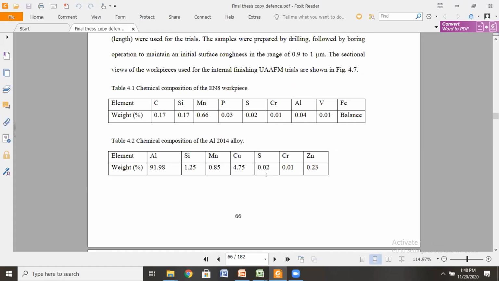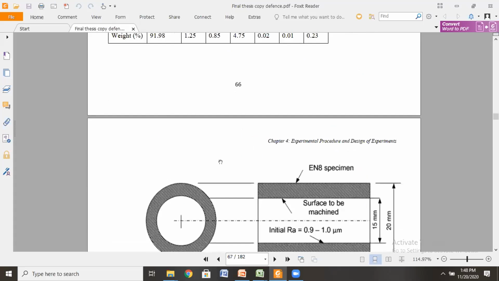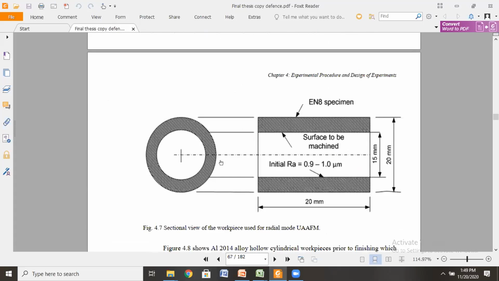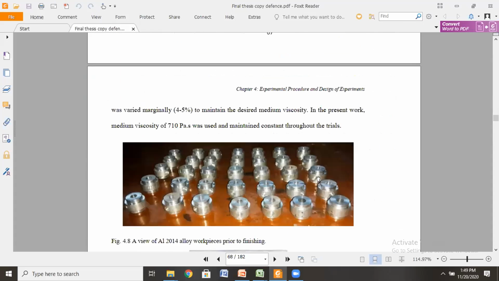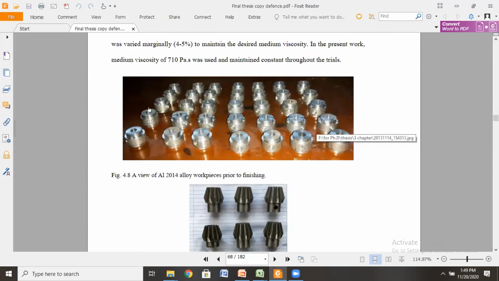Workpiece preparation is done on a laboratory scale. These are the dimensions we selected. For example, the initial Ra, the initial roughness of the workpiece, is maintained from 0.9 to 1 micron. As I said, it is a super finishing process; the initial Ra itself is 1 micron. So we are planning further finishing of this workpiece. These are the dimensions, and we went for fabrication of the workpieces.